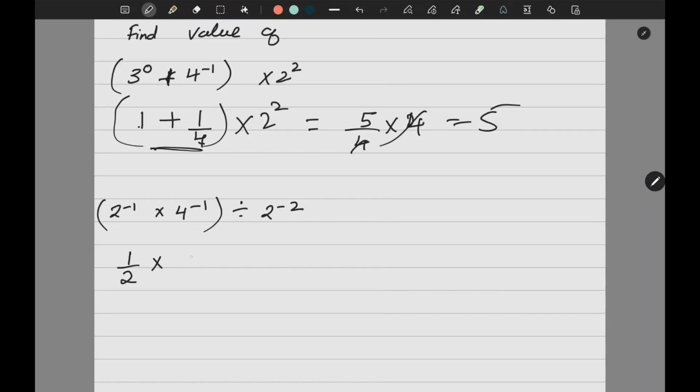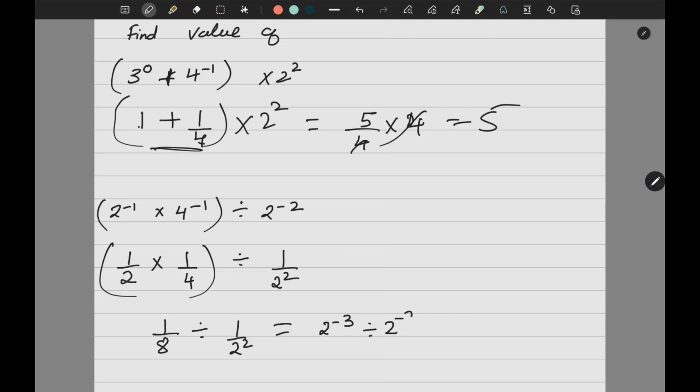Now look at this question. 1 by 2 into 1 by 4, and divided by 1 by 2 square. Now this will become 1 by 8 divided by 1 by 2 square. Now here you can do one simple thing. 1 by 8 is what? 2 to the power minus 3 divided by 2 to the power minus 2. So 2 to the power minus 3 minus of minus 2. So this will become 2 to the power minus 1. So 1 by 2 is the answer.